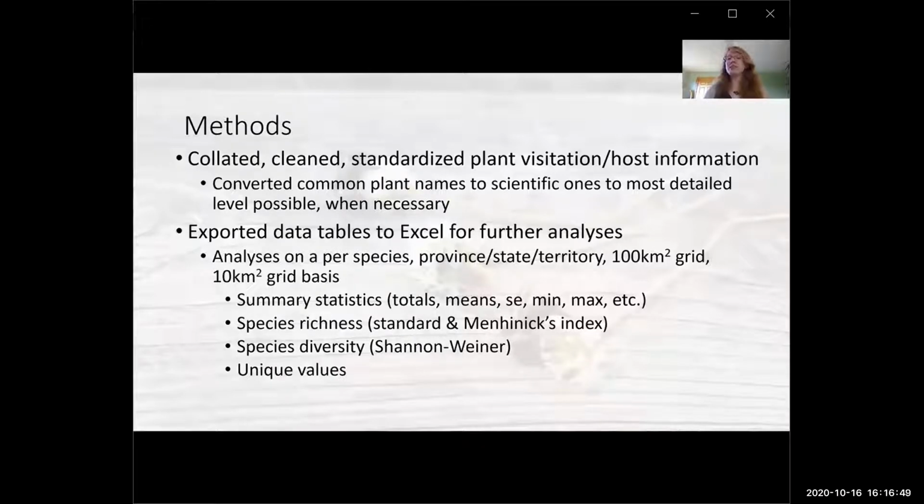I looked at basic summary statistics such as the totals, the averages, the mins and max, and species richness, both the standard number of species, but also something called the Menhinick index, which is the total number of species divided by the square root of the total number of individuals, which helps to account for different sample sizes. This is particularly true with Bumblebee Watch and incidental data collection, where there are very few records per observation period. I also looked at species diversity with the Shannon index, and also looked at unique values per data set per time period.